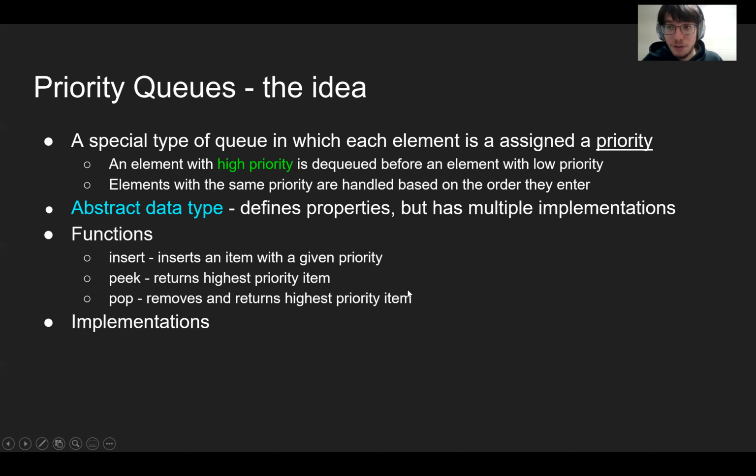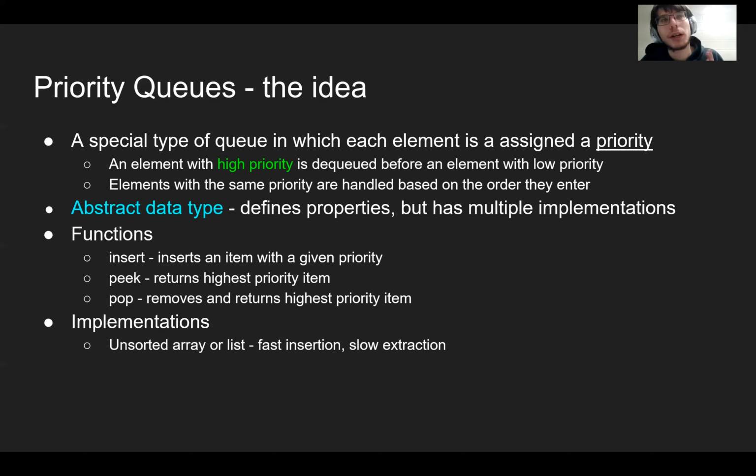And then there's implementations of it. The main implementation, or one of the main ones, is an unsorted array or list. This is with fast insertion and slow extraction. Or rather, this is one way of implementing it, not a main one, because you can use an unsorted array for a list. But that's kind of slow.